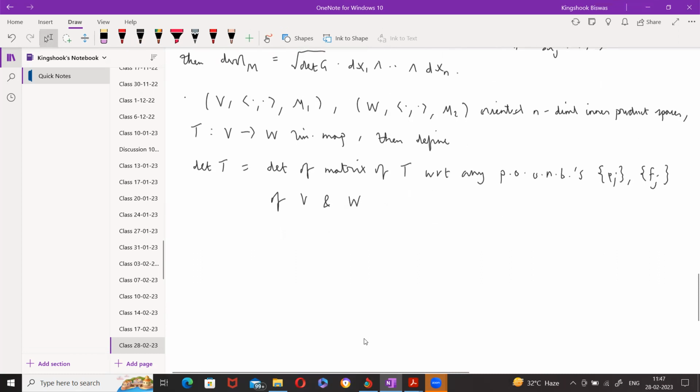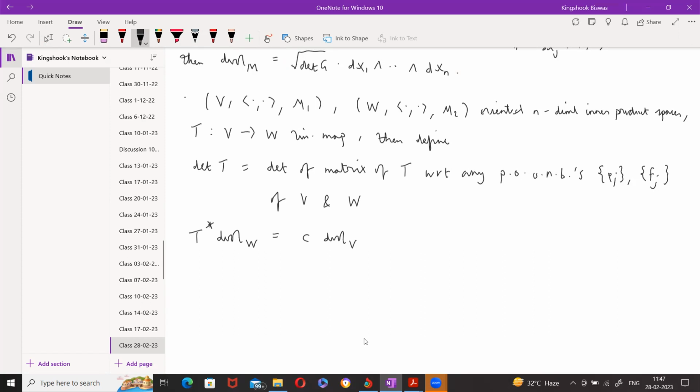Now, what I want to look at is, so W has its volume form and V has its volume form. Both are non-zero n-forms. So if I look at the pullback of the volume form of W, this is going to be some constant times the volume form of V, right? Yes. So how do I work out what this constant C is? This constant C is actually going to turn out to be this determinant of T. So how do we see that?